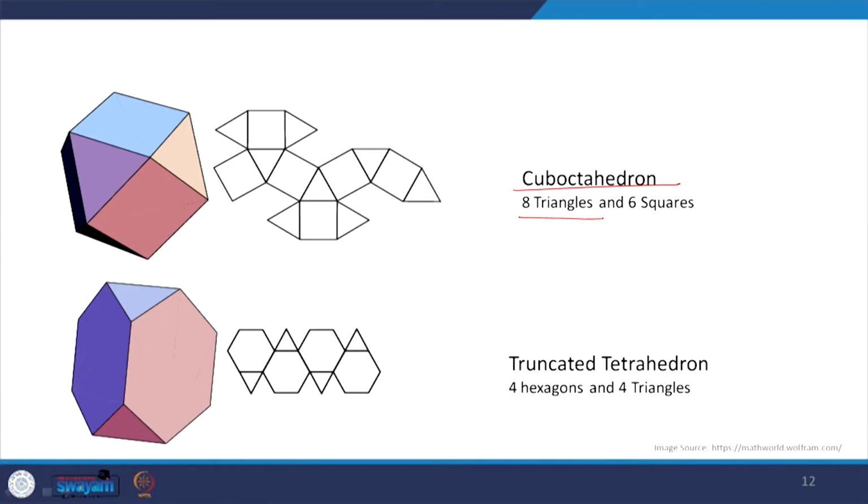So we have the cuboctahedron, which is made of 8 triangles and 6 squares. At each point we have 4 surfaces meeting, and out of these 4 surfaces we have 2 squares and 2 equilateral triangles. When all of these come together, we get a cuboctahedron. Overall we have 14 surfaces only here. The development process is again very simple. You can start from anywhere. Maybe we have started from this square, and then you just keep drawing the remaining surfaces.